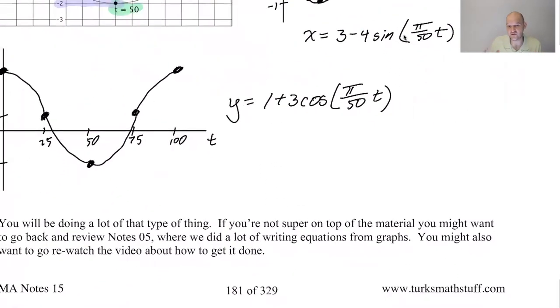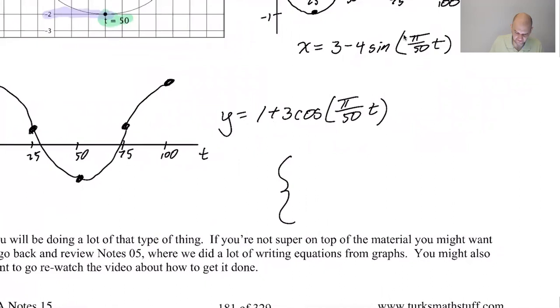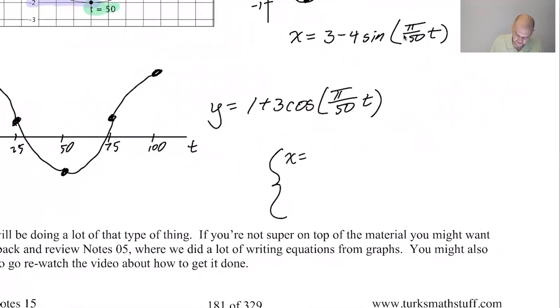So our parametric equations for this is an ellipse, right? So how do we know it's an ellipse? So x is 3 minus 4 sine pi over 50t. I can tell you right now I'm going to end up moving this. So if you're writing it where I'm writing it, you're going to run out of space.